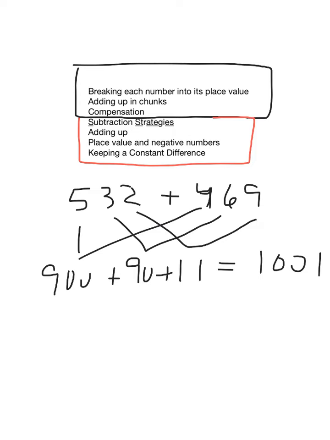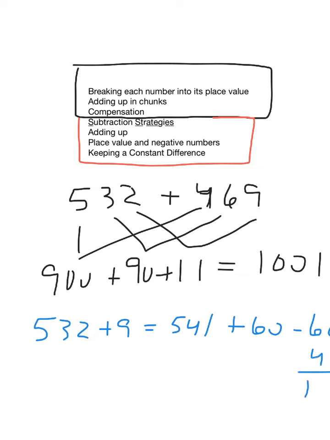Now, adding up in chunks would just be that. Imagine starting with 532. I go, okay, well, if I add 9 to that, that gets me to 541. If I add 60 to that, that gets me to 601. If I add 400 to that, that gets me to 1001. Now, that's not the only way to add up in chunks. There's multiple ways. But the idea of adding up is just that.